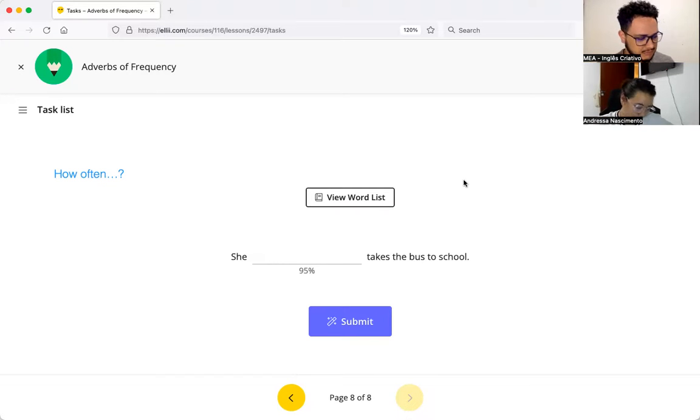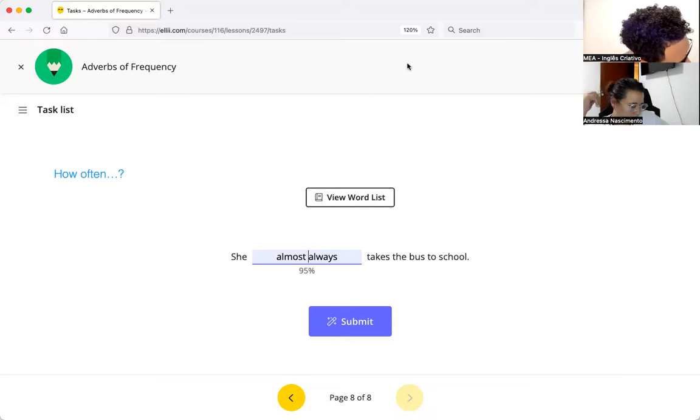She never takes the bus to school. Never. Are you sure? Never is 0. It's because here in the book it's another one. Ah, really? She almost always takes the bus. Yes, that's true. Almost always. Remember that the beginning of the pronunciation is O. Almost always. Very good.